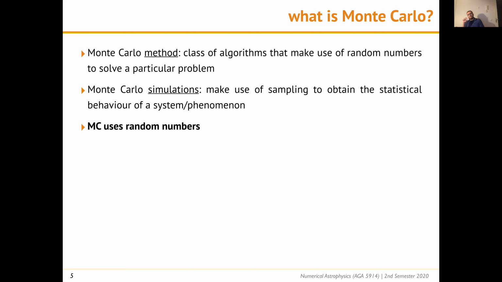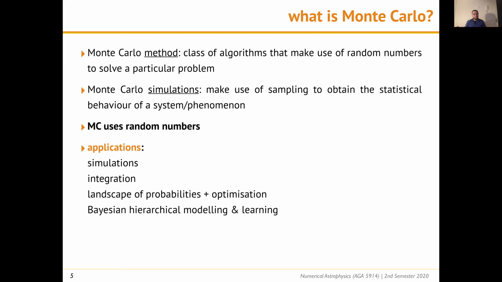And this third point, I think, is the most important one for Monte Carlo. Monte Carlo uses random numbers. This is the key for the whole thing that we're going to talk about today. Among the applications, we can do simulations with Monte Carlo. We can use it to do integrals, simple integrals but also multi-dimensional integrals. We can investigate the landscape of probabilities and do some kind of optimization, looking for minima or maxima. We can use it for Bayesian hierarchical modeling and machine learning, which I'll briefly touch on towards the end.